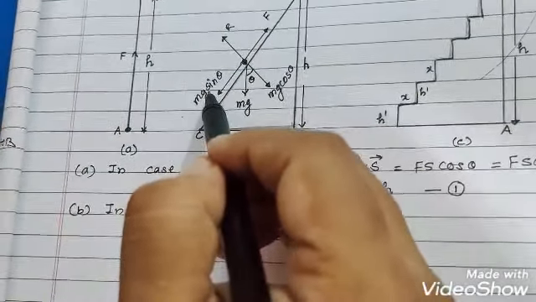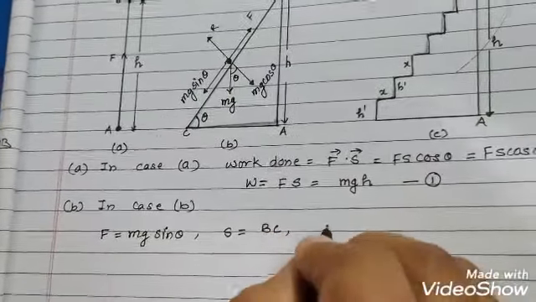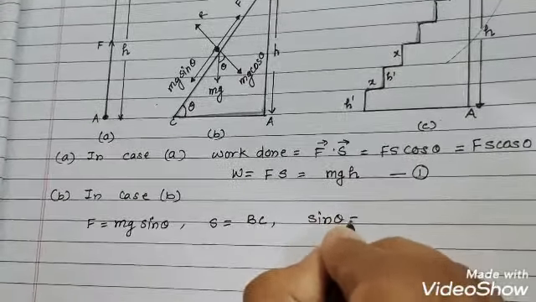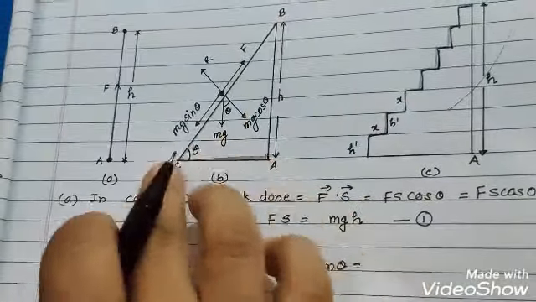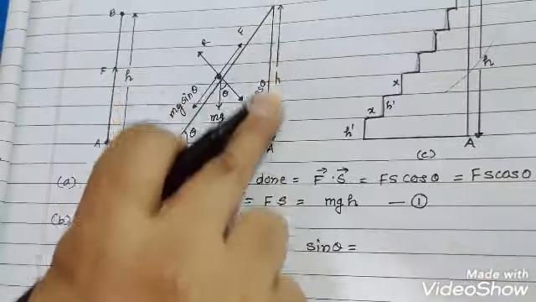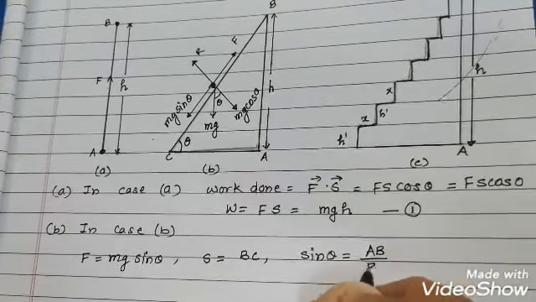Okay, and now what you will see, the displacement S is given by BC. You will find here this is BC. Now if we are going to calculate sin theta, this sin theta is equal to perpendicular upon hypotenuse. So sin theta is perpendicular, that means AB, and the hypotenuse, that means BC.